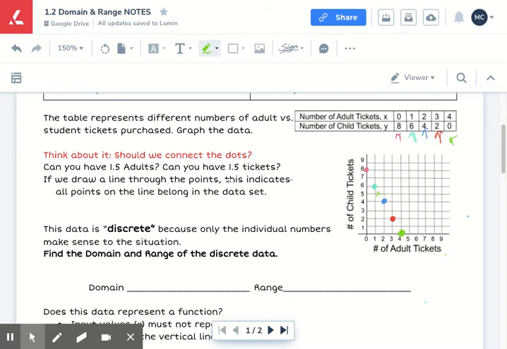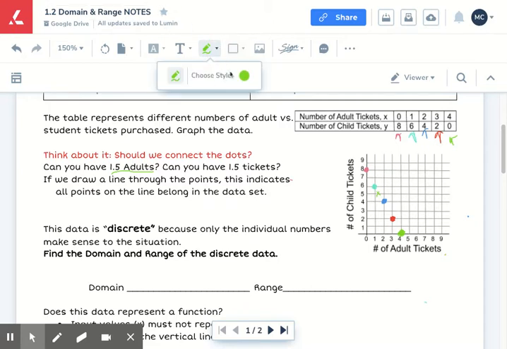Now, if you think about that, 1.5 adults is not something that makes sense. You can't have 1.5 adults and you can't have 1.5 tickets. So drawing a line through these data points actually does not make any sense, and so we should leave them just as individual points. When you have data like that, we call it discrete because only the individual numbers that we have there are included in the data set. So we don't want to include everything in between 1 and 2 and everything between 2 and 3.